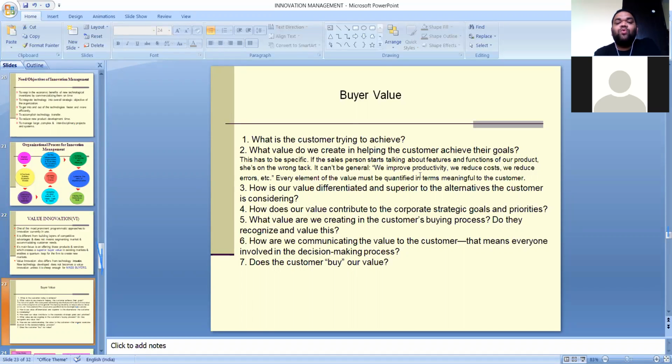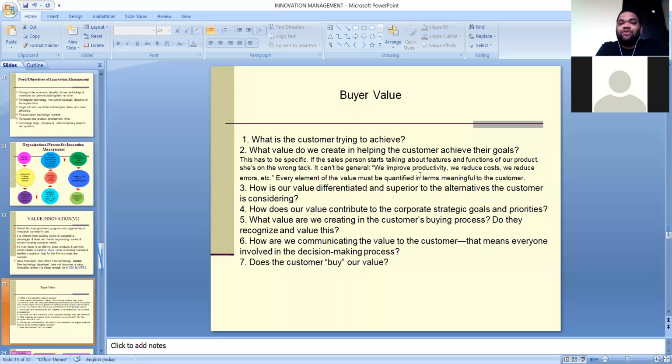Next one is, how are we communicating the value to the customers? We know this as the consumer interaction, the customer management system. Every time there are any updates to our product or to our terms, how are we going to communicate them? And the last one is, does the customer buy our value? What do you mean by this here?